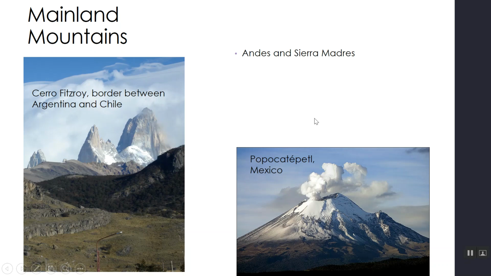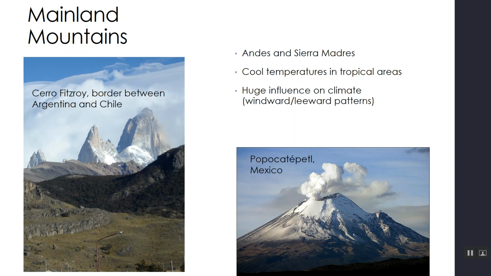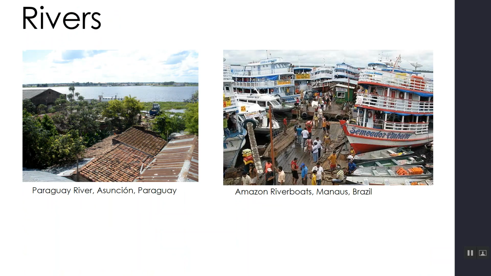So the mainland mountains are the Andes in South America and the Sierra Madres in Mexico. There's a picture on the left that I took of Cerro Fitzroy on the border between Argentina and Chile. These high mountains allow for relatively cool temperatures in tropical areas from being in those highland climates. And again, those mountains have a huge influence on climate, with it being much wetter on the windward side of the mountain and much drier on the leeward side of the mountains. Lots of snow melt from these mountains feed rivers in the region.